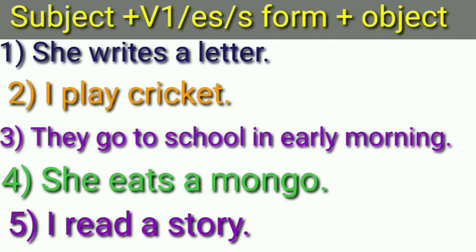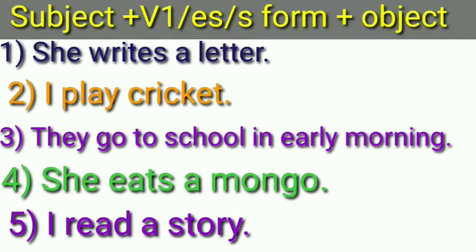Here students, we will see some examples of simple present tense. You know the structure very well. Here the first example: she writes a letter. Students, she is subject here. Write, that is V1, and we have used here the es form of the verb. Students, when your subject is third person singular, for example, he, she, it, at that time you can use V1 plus s or es form of the verb. After that, a letter is the object. Subject she, writes is V1, and later it is object.